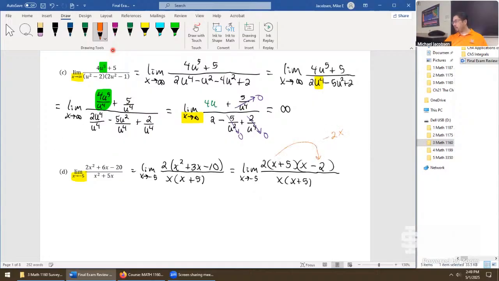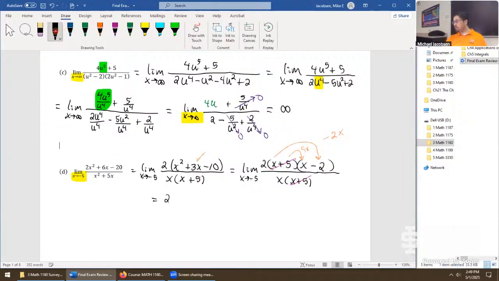Here to here is a -2x. Here to here is a positive 5x. The sum of those two terms does result in the middle term. So algebraically, we've got a factorization, and that means we have a cancellation. Those terms are gone. The remaining function, 2 times x minus 2 over x, is continuous at -5. So we just use direct substitution now.